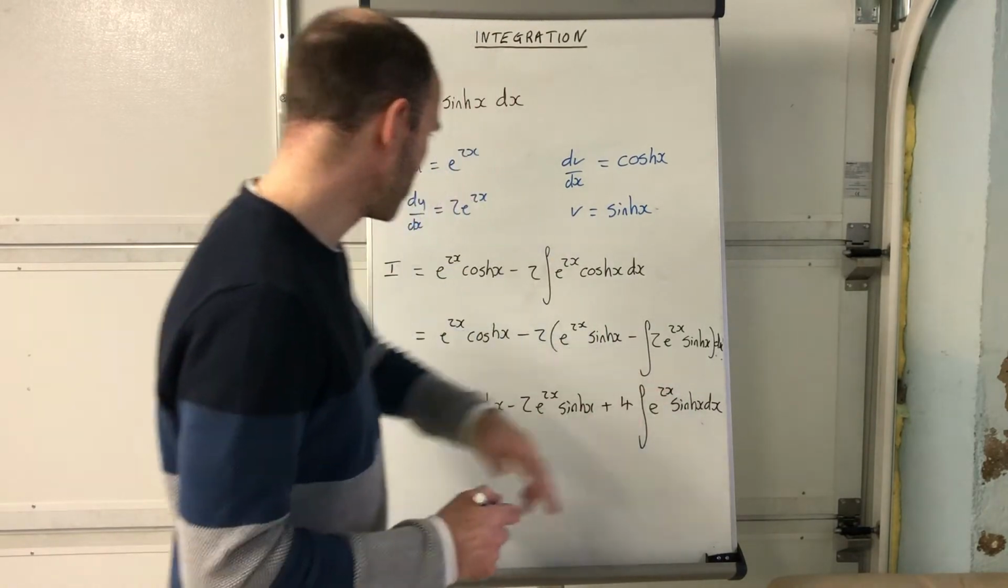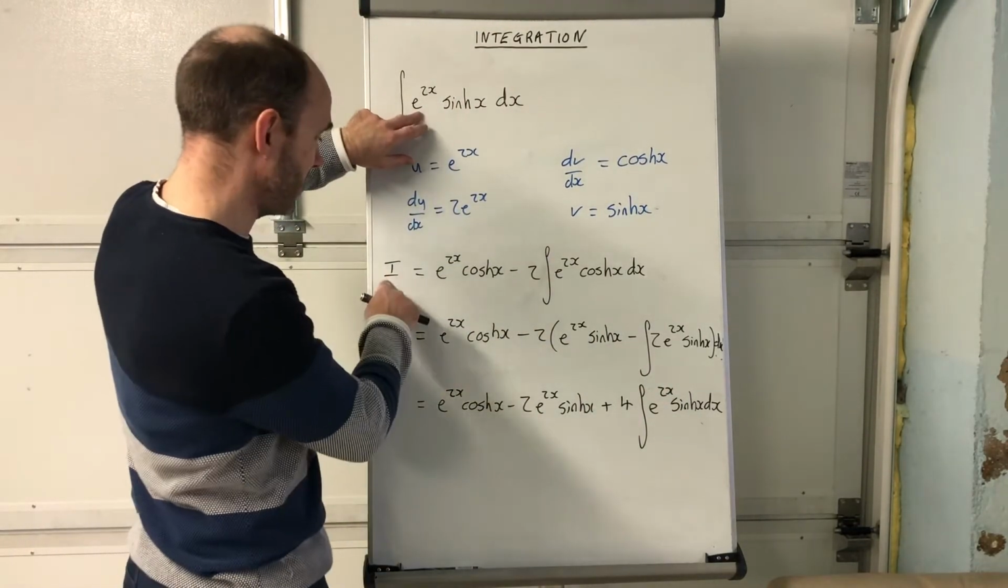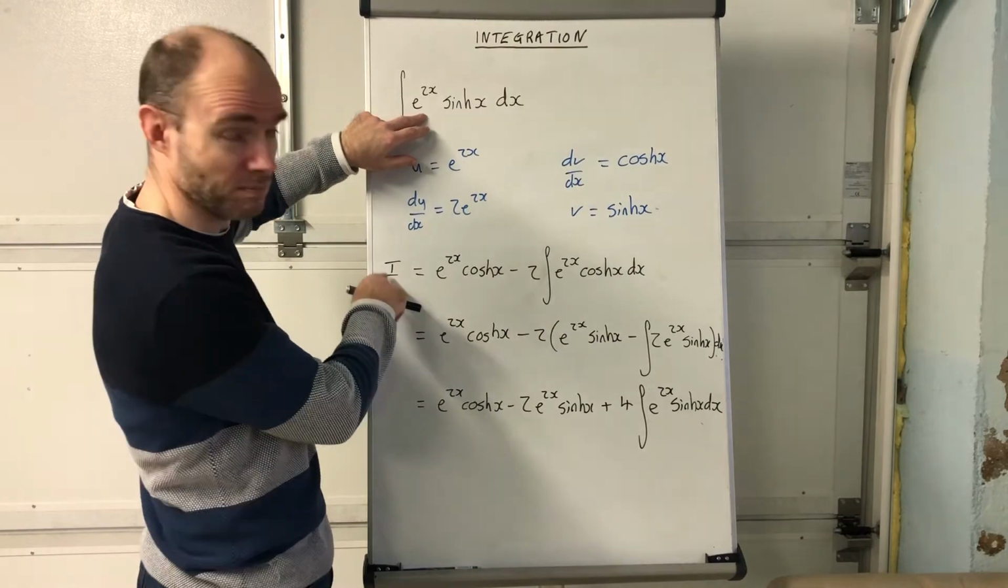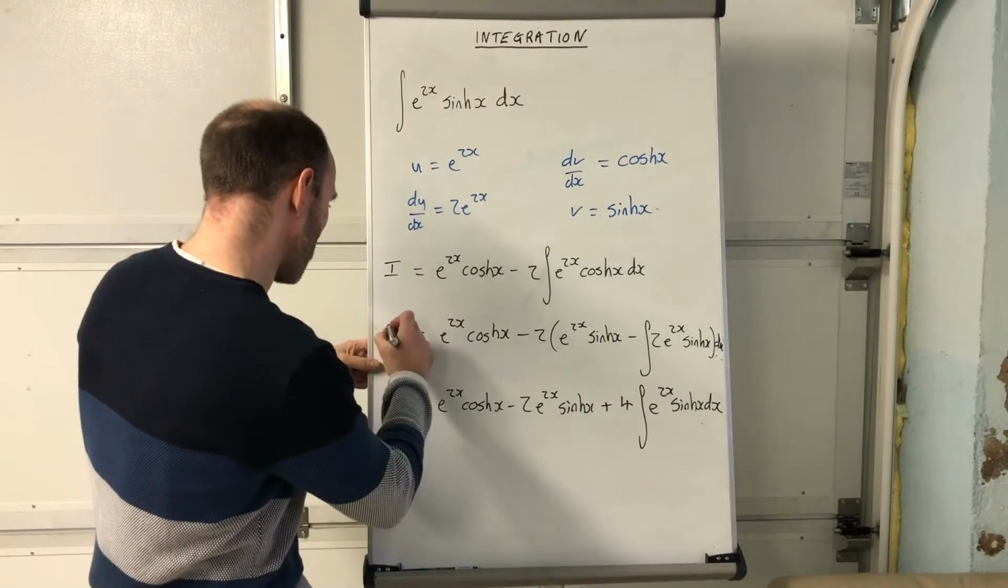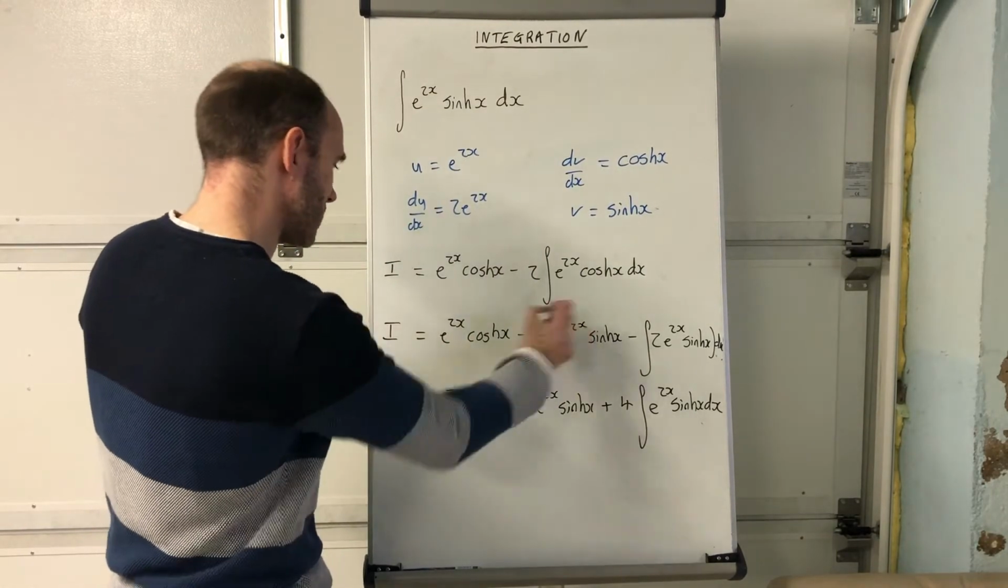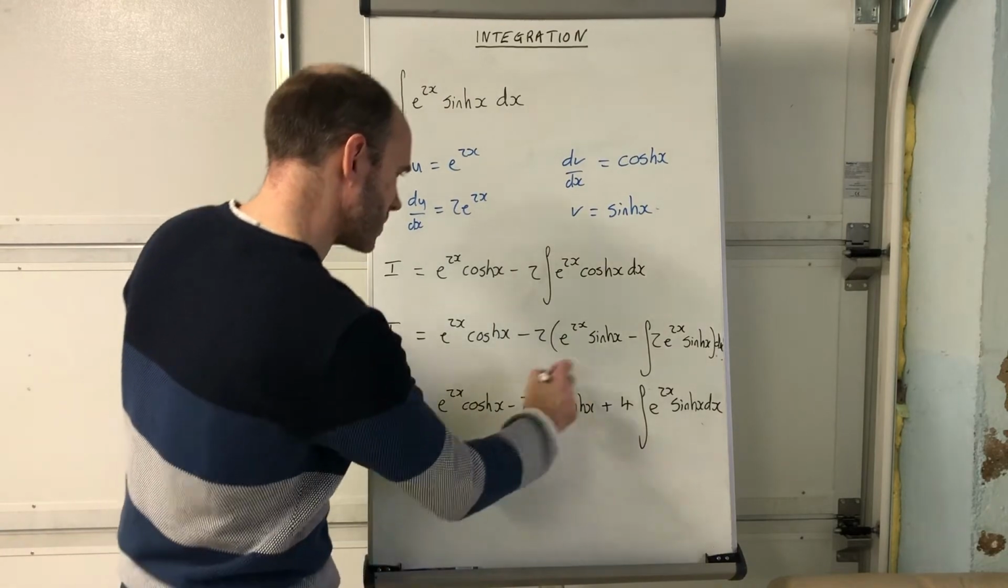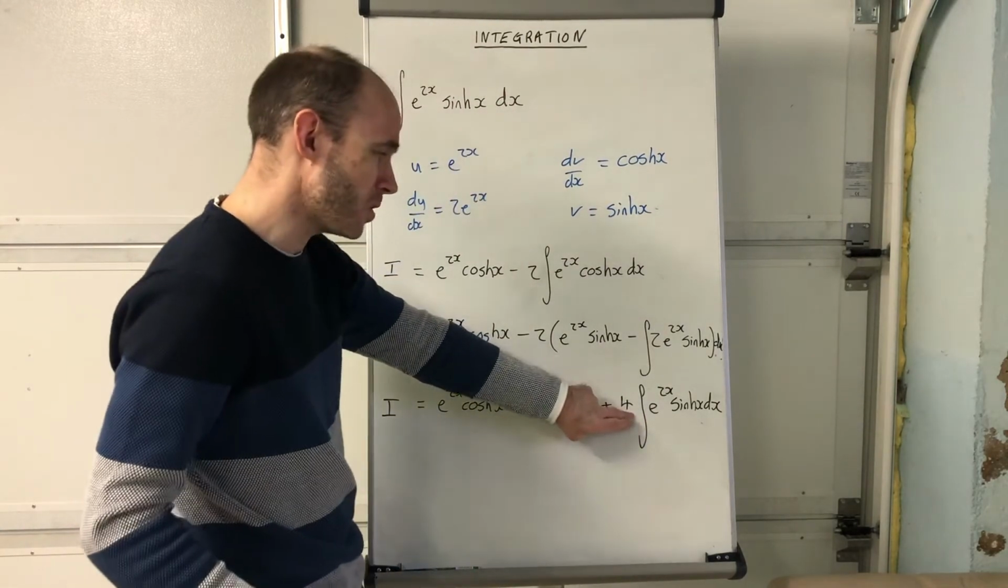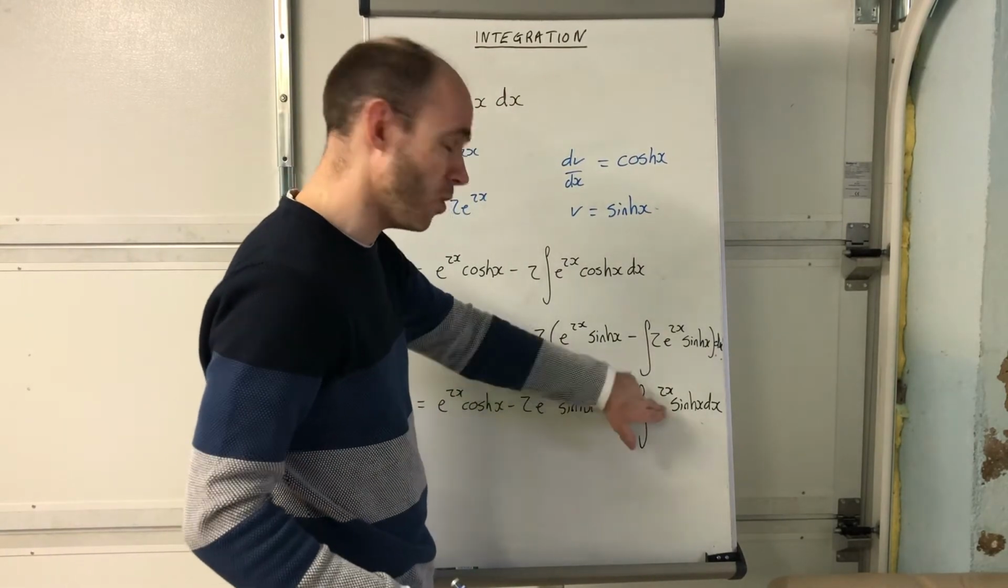Okay, but notice I've called this integral I, haven't I? I've said this integral is I. Yep. So in other words, that integral is equal to this, and this integral I is equal to that. This here is 4 times that original integral, so 4I.